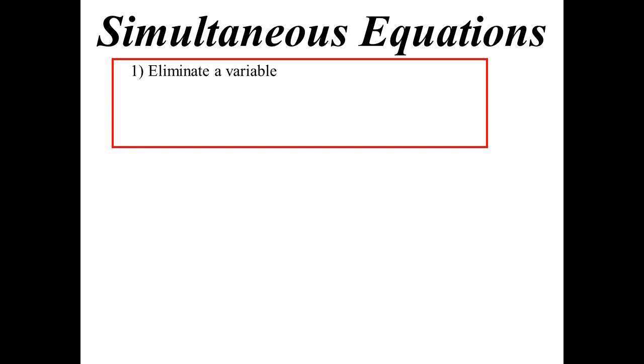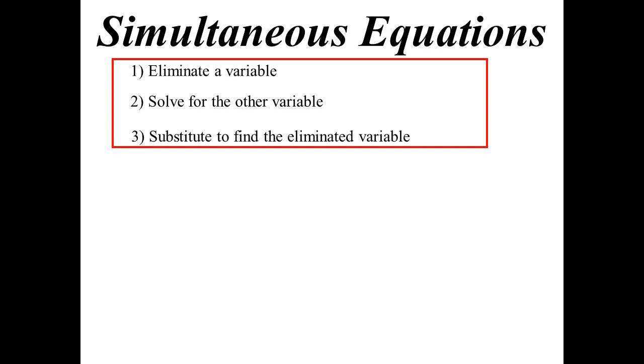Right. So simultaneous equations then. Basic technique. Well, there's different ways of doing it. So we'll look at what's known as the elimination method. So the first thing you want to do is eliminate a variable. Then you go and solve it for the other variable. Then substitute back in and work out what the eliminated variable is. That's the basic idea. What does all that mean?